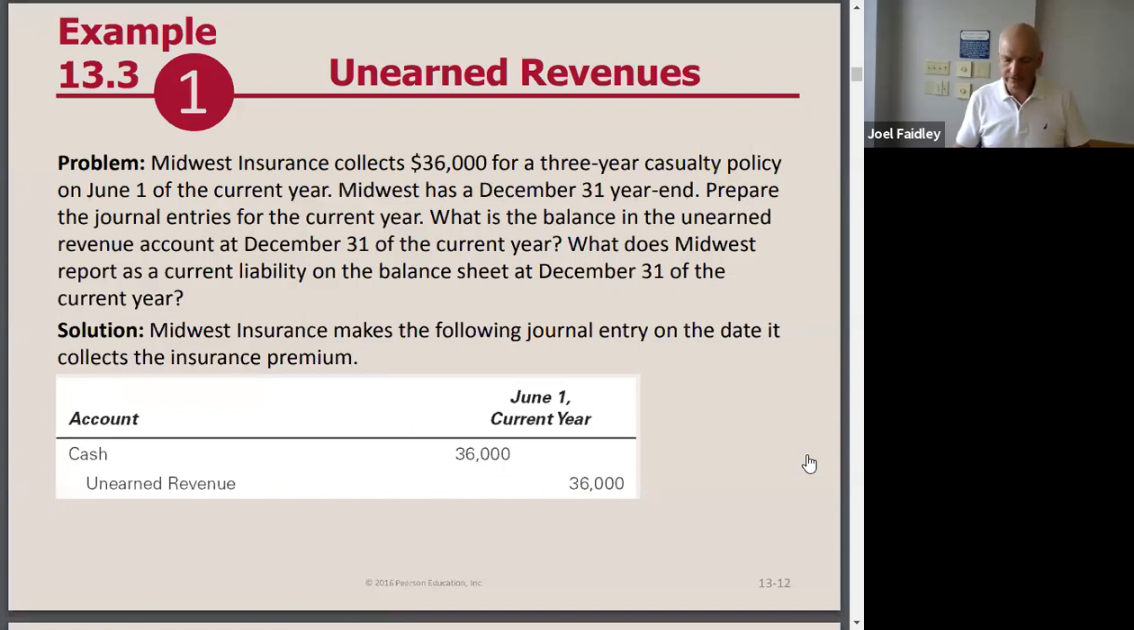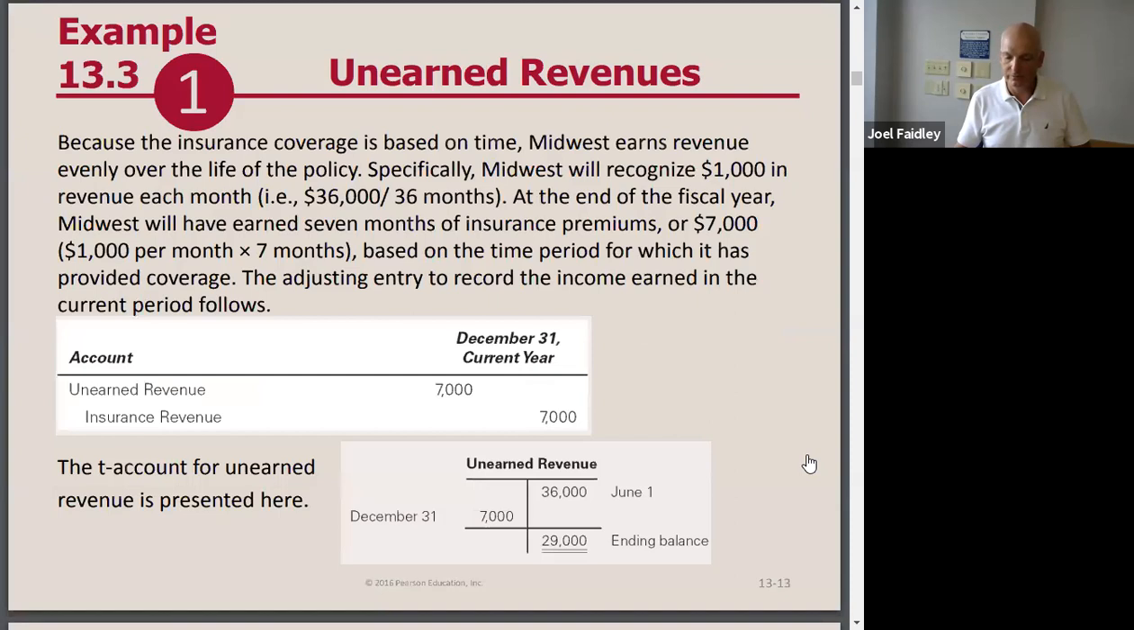And so there's an entry: debit cash, credit unearned revenue, whether it's tickets, subscriptions, memberships, whatever that might be. And then, of course, that unearned revenue is going to be reduced. There's a good example of unearned revenue over the life of, in this case, it's an insurance policy, right? All right, so they recognize 7 months of revenue there.